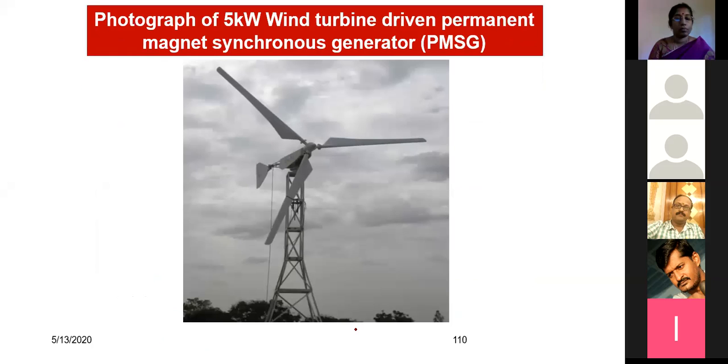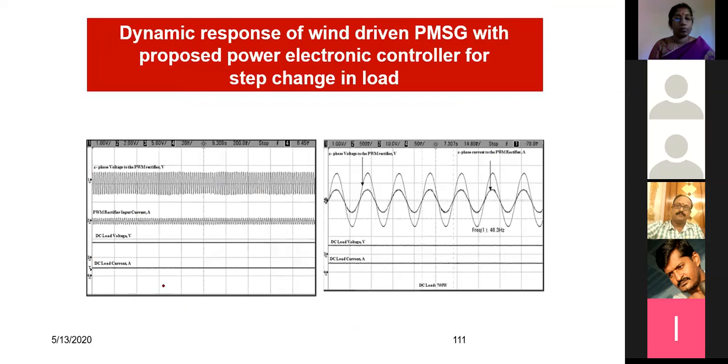The proposed developed controller was verified with the wind turbine available in our department, a 5 kilowatt wind turbine driven by a permanent magnet synchronous generator. There also we verified the stator current, PWM rectifier input current, DC load voltage, and DC load current. Everything we verified, and we achieved unity power factor and the DC load voltage was maintained.